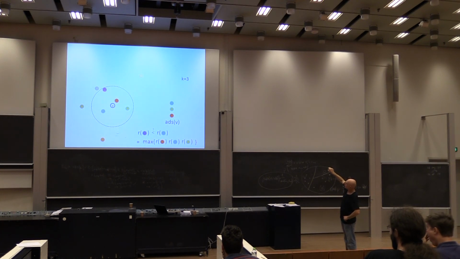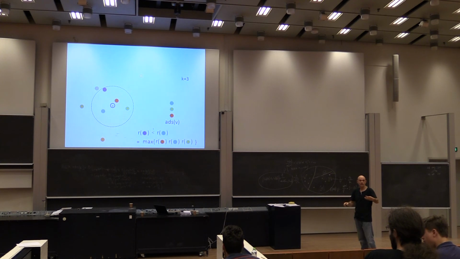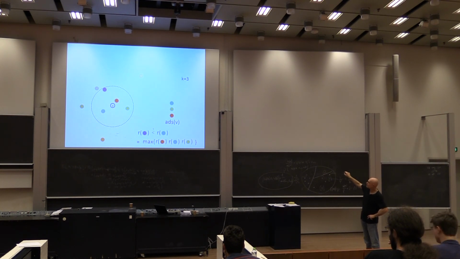If the rank of this guy is larger than this rank, then these 3 are the bottom 3 also in this ball, right? So you don't have to add anything. But if the rank of this guy is smaller than this rank, then in the bottom 3 of this ball, you should have this guy, right?